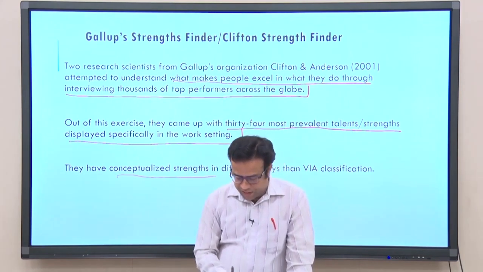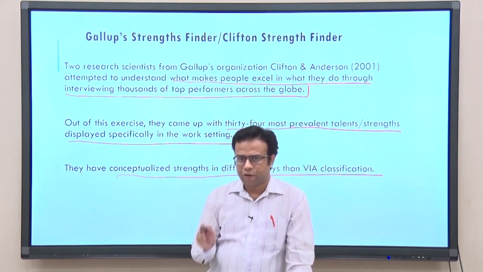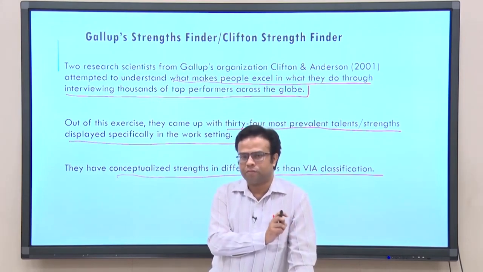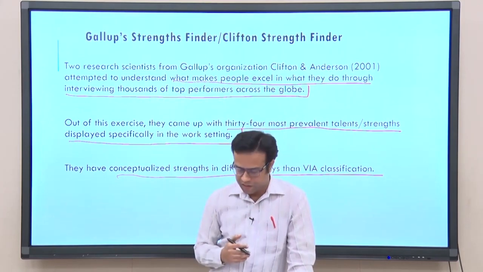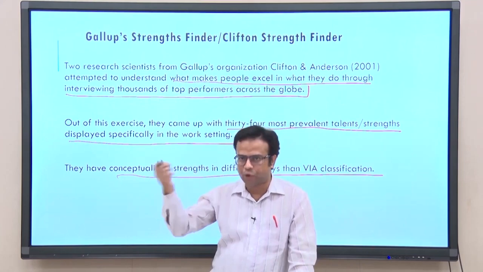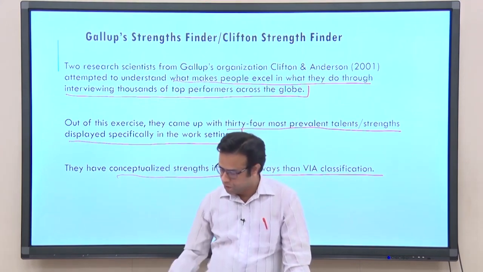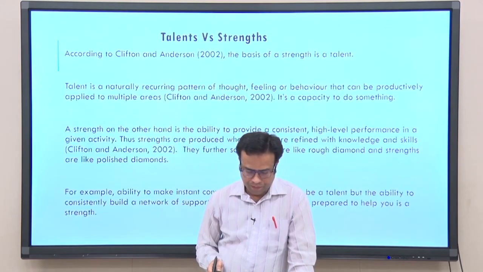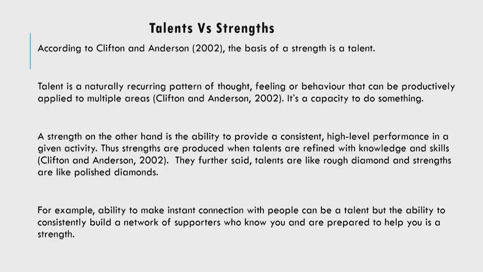They have conceptualized strength in different ways than the VIA classification. Their concept of strength is a little bit different, as I have just mentioned. It is not very focused on the moral aspects. It is more focused on the concept of your inherent talent that people show in certain dimensions. So, what is the difference between talent and strength? This is one of the basic ideas, or core ideas, on which this whole classification is based.